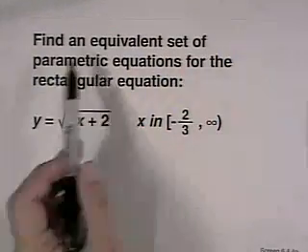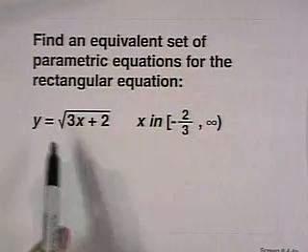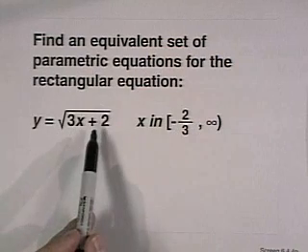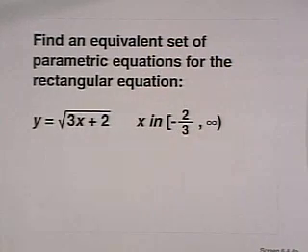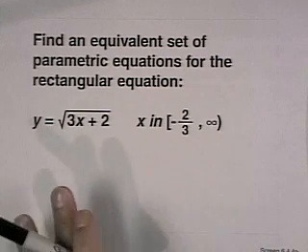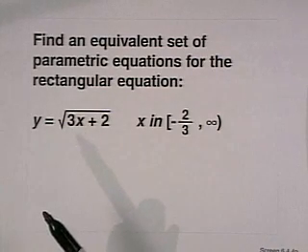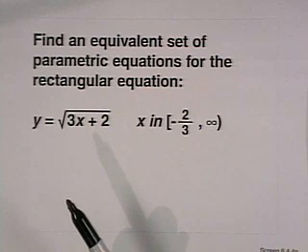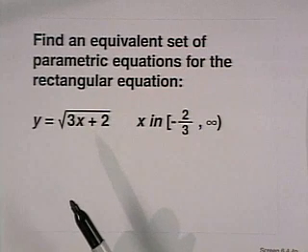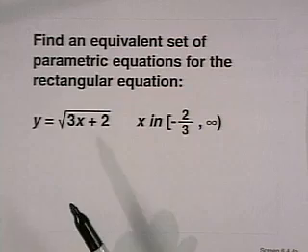If we want to find an equivalent set of parametric equations for y equals the square root of 3x plus 2, we have only to consider how the function originally was formed itself. By the way, the parametric forms are not unique. There could be several different versions to this answer.